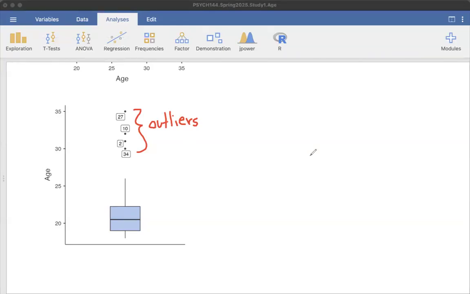And so Jamovi has a calculation for this where it's based on the interquartile range, or the range from this 50%, the middle 50% of the data. And so it's a nice way to visualize it. So this tells me I have some outliers. I have some people who are older than the majority of the other students. So I'm going to clear this off, and I'm just going to show what this shows us.